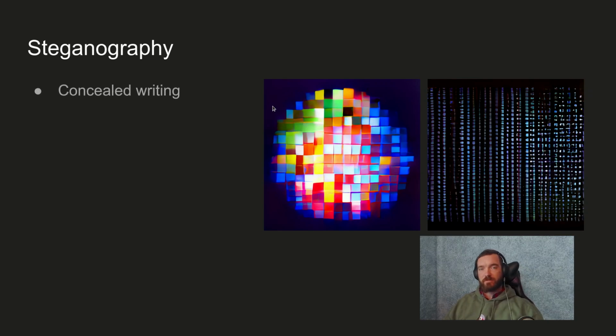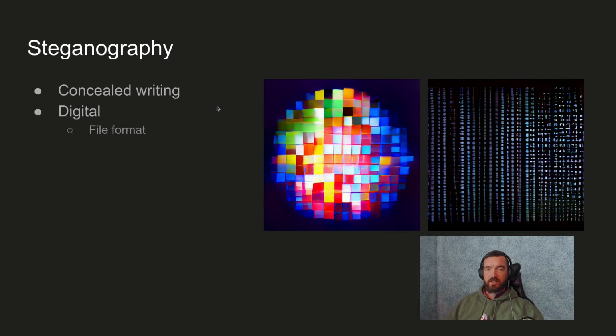So steganography. It's the art and science of concealed writing. It's very different from encryption, which doesn't really attempt to hide. It's just like this big blob of random letters and digits. Steganography looks like normal pictures, but there's messages hidden in it regardless.